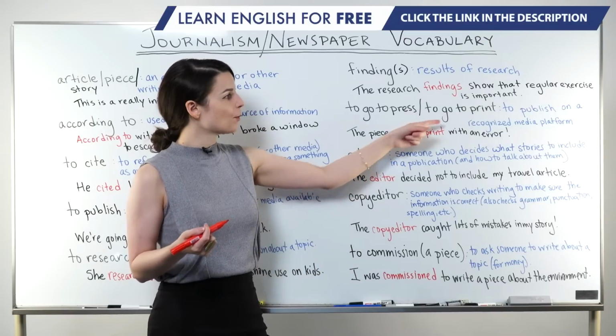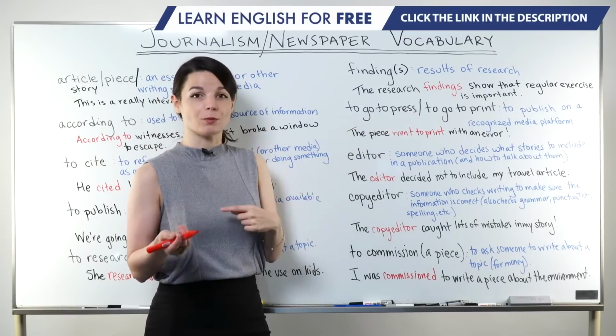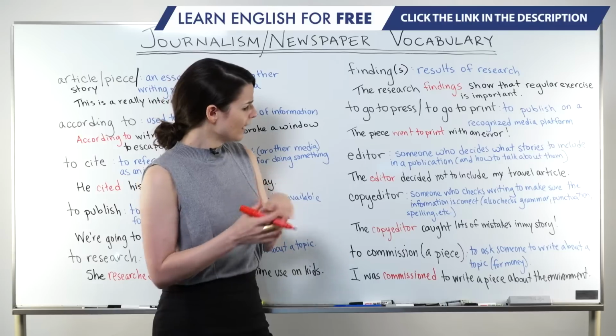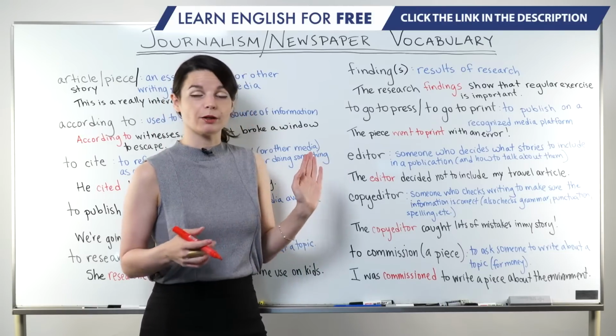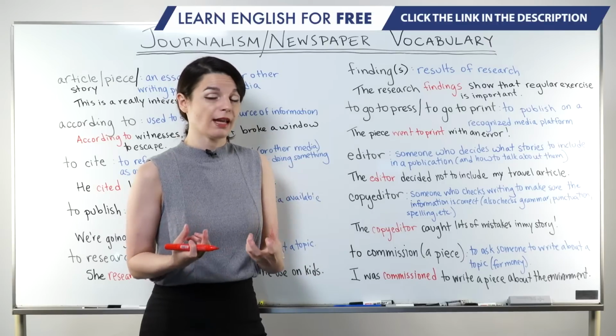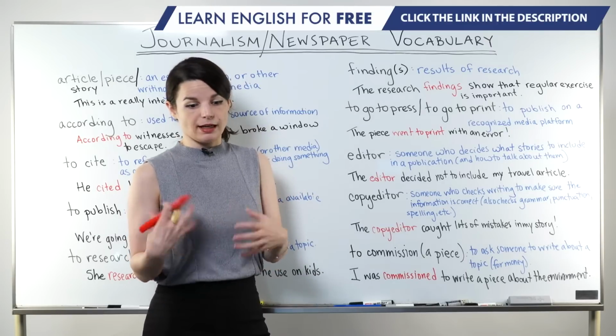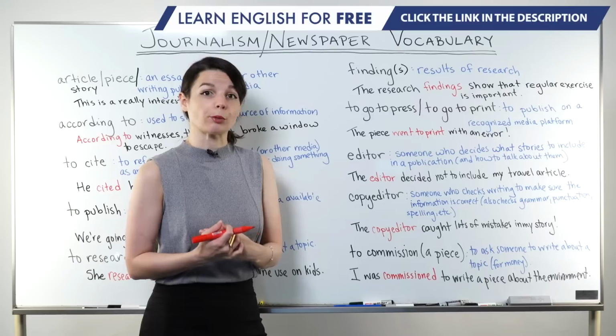So this went comes from go. Go becomes went here. All right, let's talk about these next two. These next two vocabulary words are about people, roles in journalism and in article and in story production.